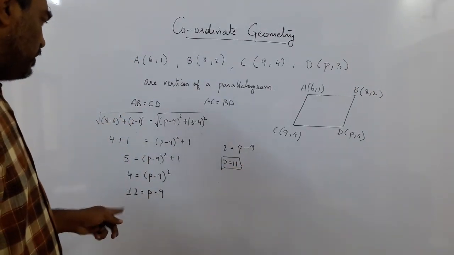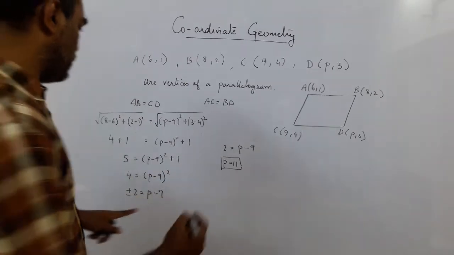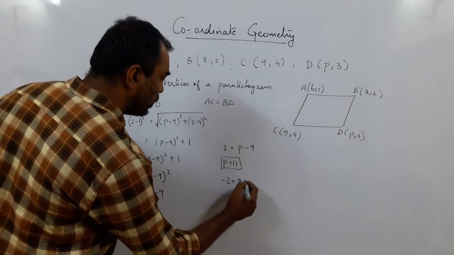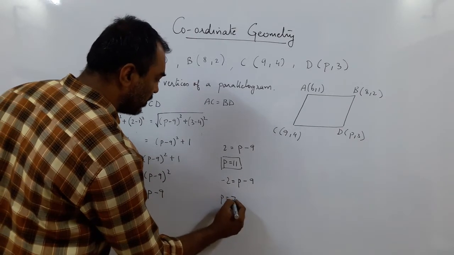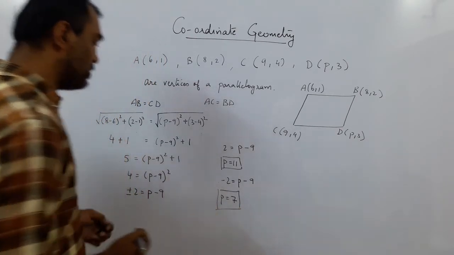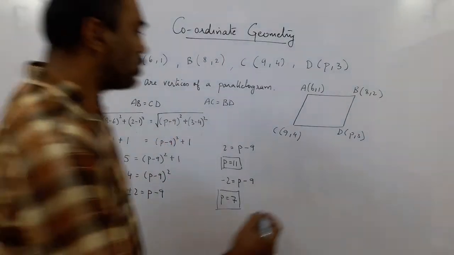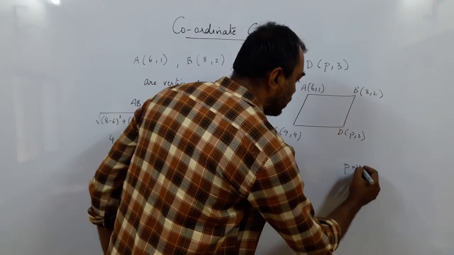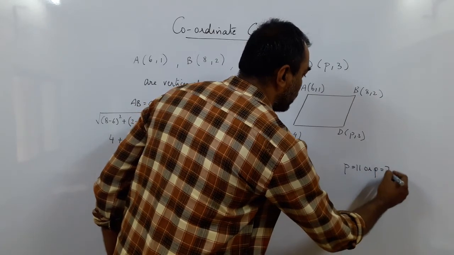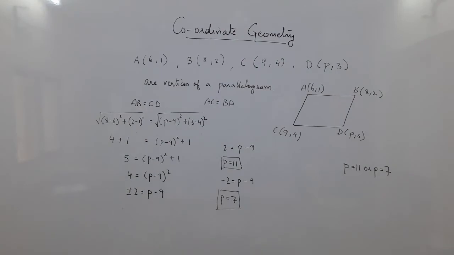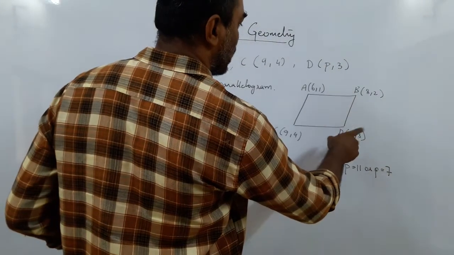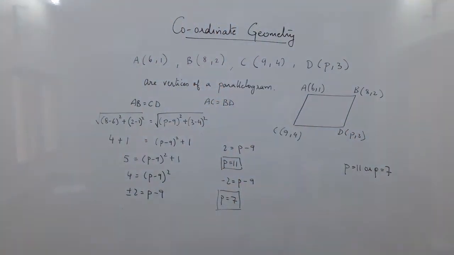And if I take minus 2 equal to P minus 9, then plus 9 minus 2, so P is equal to 7. Yes? So I am getting two answers. Let me note down the answers here: P equal to 11 or P equal to 7. Let me note down both the answers. You will see why I have noted down both. So I am getting two answers here, but this is only one point, so it cannot have two coordinates. Let us see what happens next.